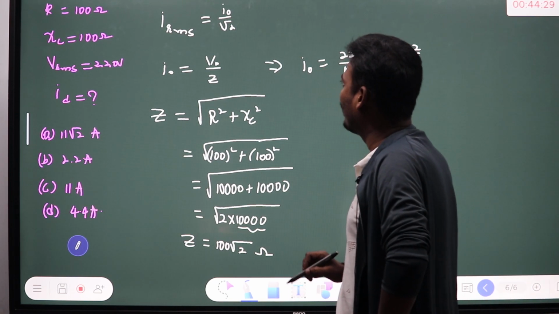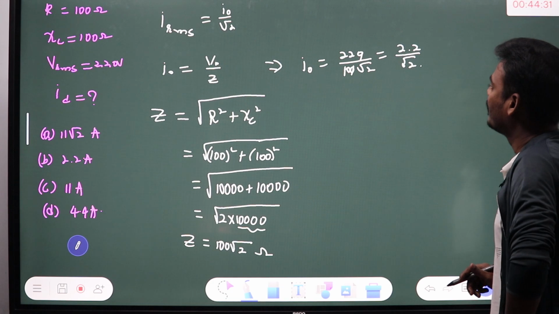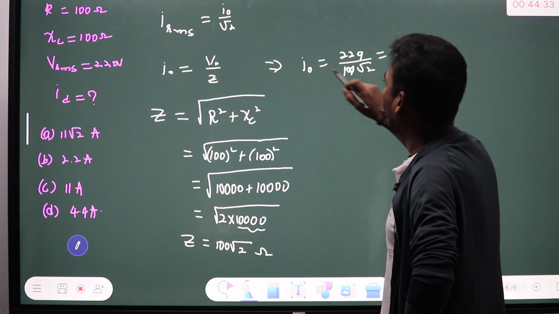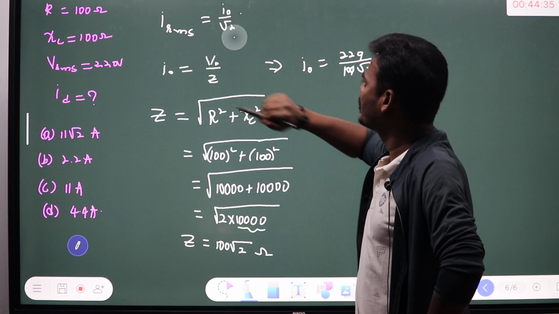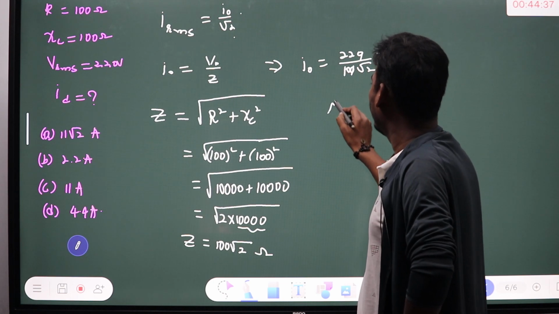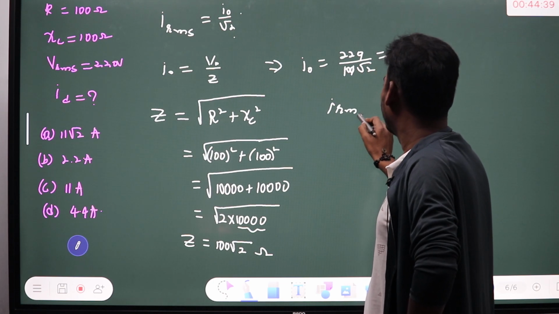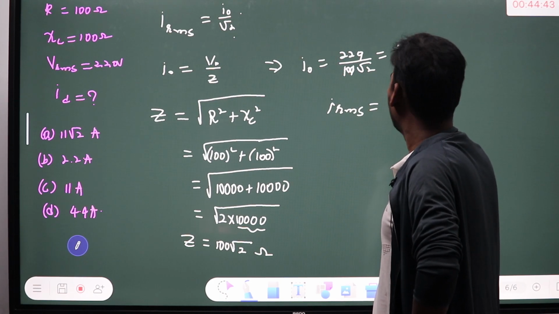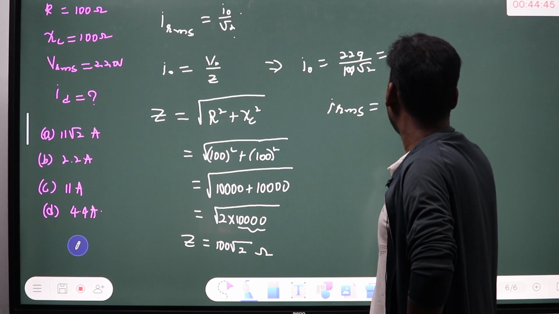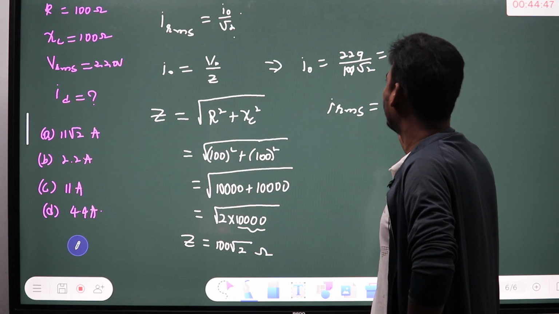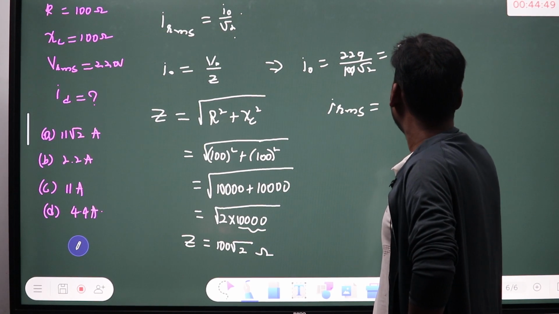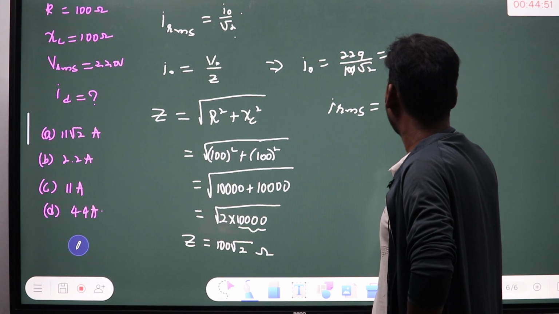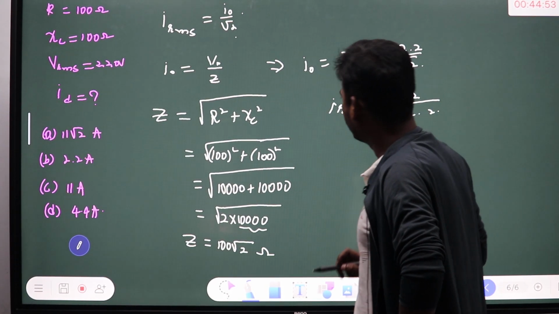It is I naught. Now what is the final? I naught, how much will you get? Okay, this is I naught under square root 2. So IRMS, that is equal to which one? So I naught is 2.2 under square root 2. This one? Root 2. Is it correct? No, something went wrong.